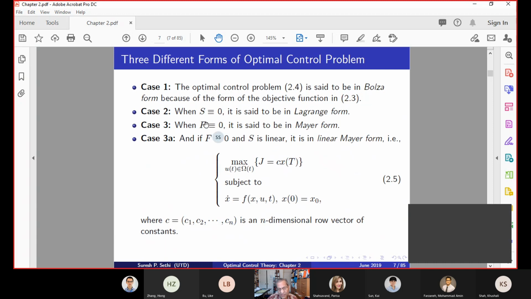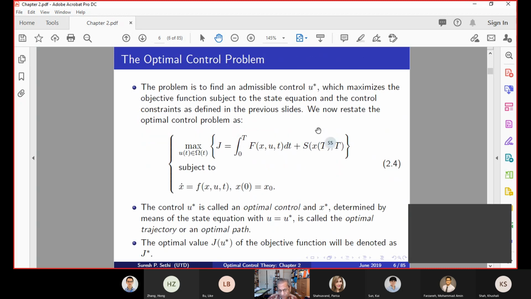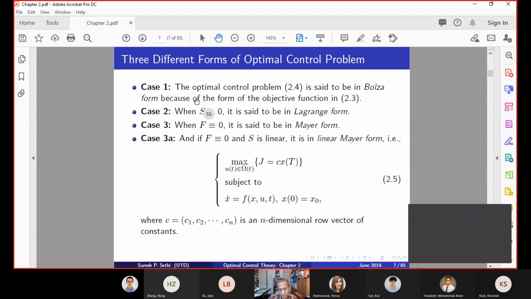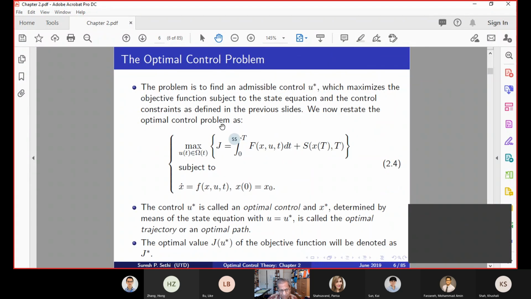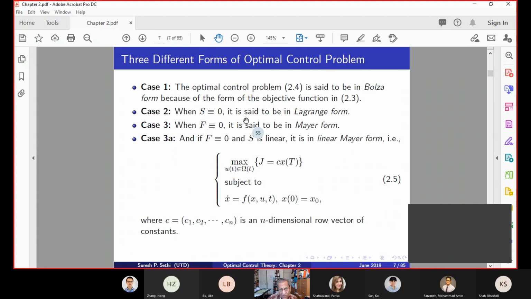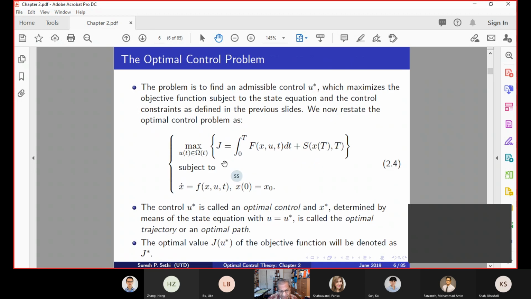I'm not going into the theory right now. So I can have a problem where S is 0, no S here. This is called a Lagrange form. I can have a problem in which this F is 0. All I have is this. This is called a Meyer form. And I can have an even simpler one, where F is equal to 0 and S could be linear.